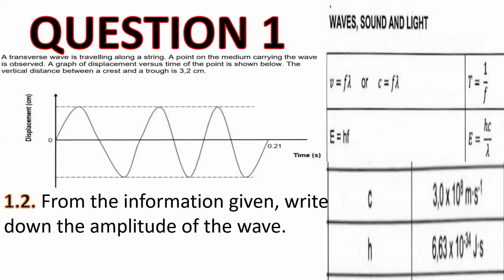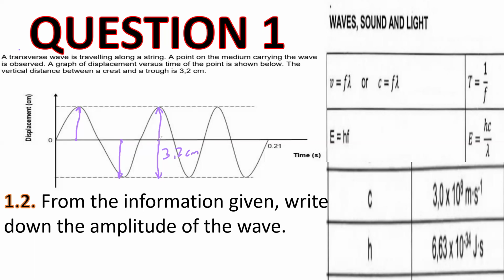Question 1.2, asking amplitude. Okay, I hope you're done. You did try. Now, let's continue with amplitude. Amplitude is distance from rest position to the crest. So this, or from rest position to just lowest point here, giving you amplitude. But they said from crest to trough all this distance, I couldn't draw a straight one, but this distance from crest to trough, 3.2 centimeters.